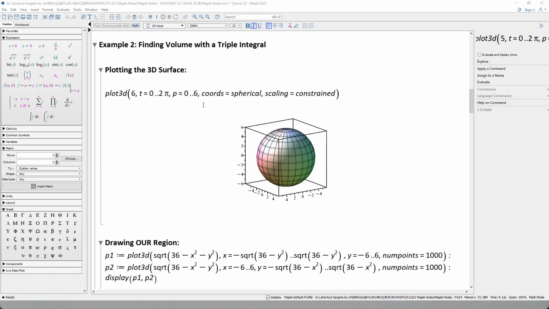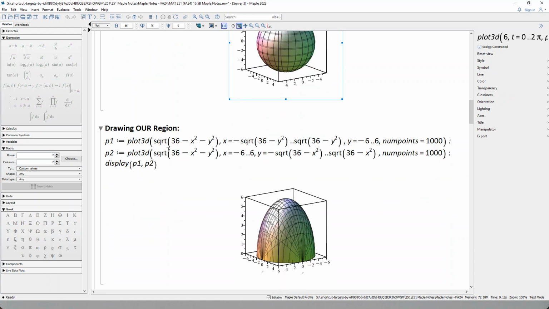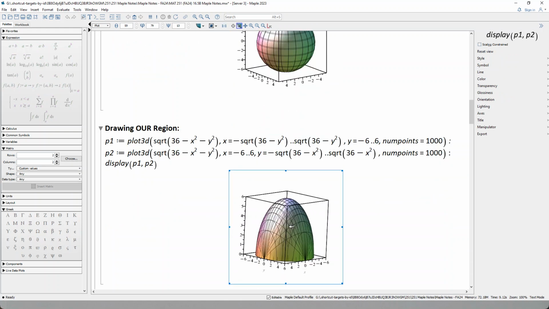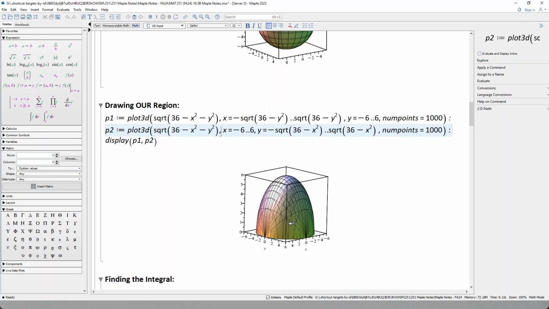Okay, so let's look at this. All right, here it is in Maple. So I just plotted in spherical coordinates, and I plotted 6 because that's what rho squared is, right? Rho squared is 36, so rho is 6. So it's a sphere, right? But we don't really want the whole sphere. We want the sphere part that's bounded on the bottom by the xy plane. And I know this doesn't look like a sphere, but it is. It's because the scaling is not constrained here. So that's why it doesn't look like a sphere, but it is.